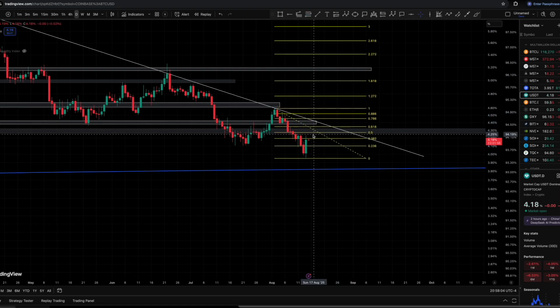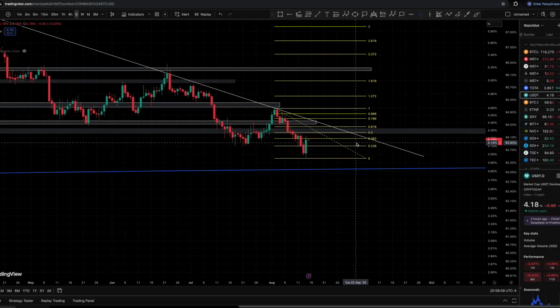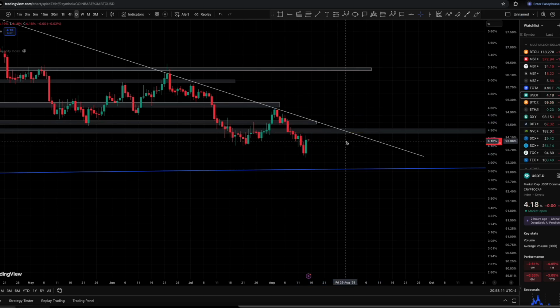So we fell slightly underneath the 0.5, and now we're sitting at the 0.382. So we'll see if this can be a continuation to the downside, which would be very bullish for Bitcoin.